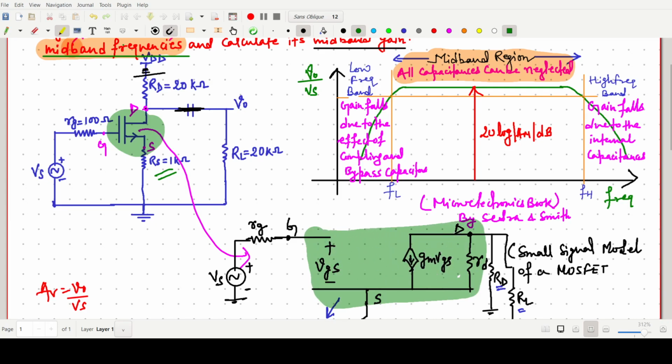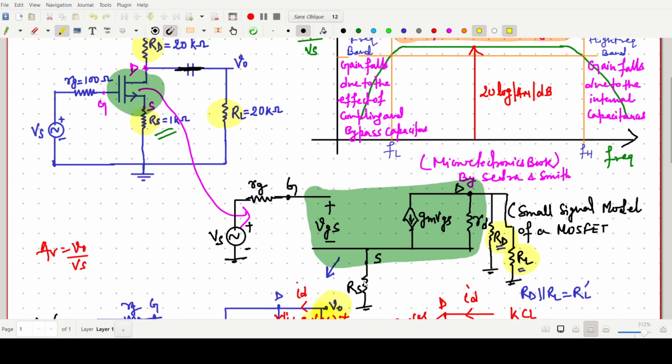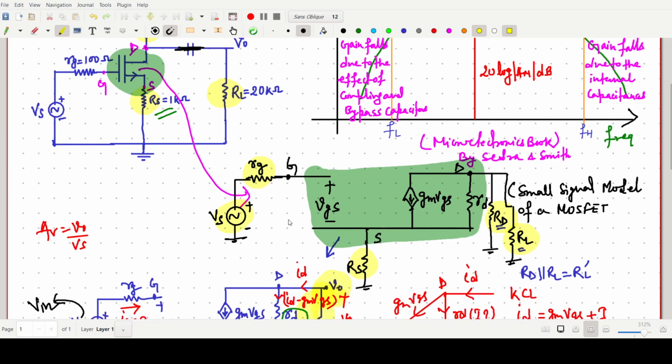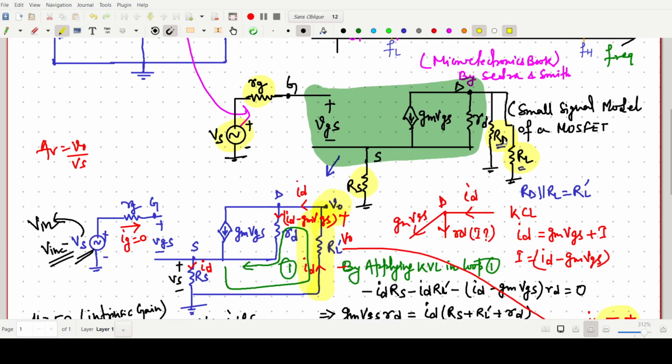Now we have to add the additional terms like RD. We have to make it ground, so this RD will be connected to ground, and RL also connected to the drain and grounded. RS is connected to the source, and RG to the gate. After that, these two resistances RD and RL are in parallel, so we make a combined resistance RL dash. Then again we draw a simple small signal circuit like that.